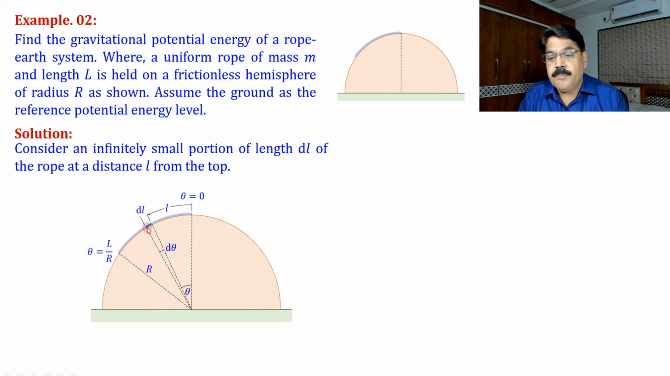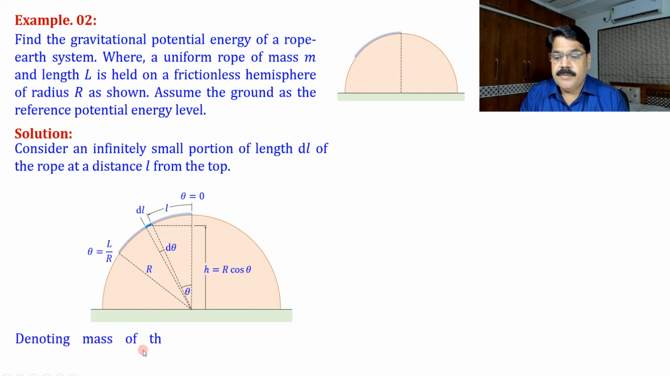Now to write the potential energy of this part and the earth system, we have to locate its height. So its height is r cos theta, that is, h is equal to r cos theta. Now we have enough information to proceed. Again we denote the mass of this portion by dm, so dm we can write as m by capital L into dl.